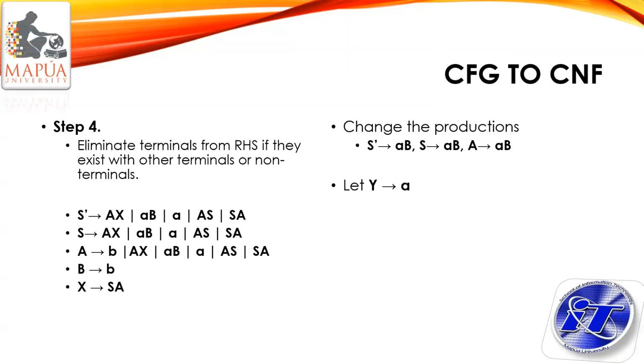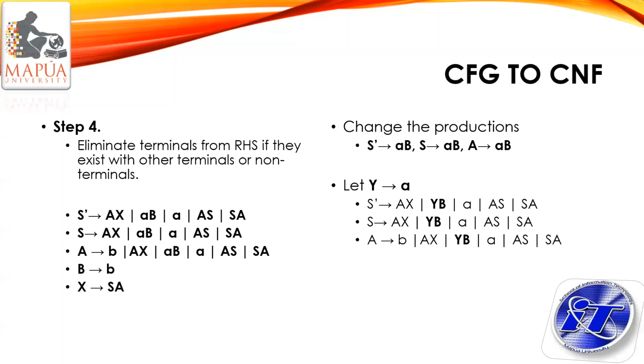Okay, so as a result, in S prime, the first production rule will be rewritten as, okay, AB will be replaced by YB. So now we have 2 non-terminals, so it conforms with CNF. Same as with the second rule, AB will be replaced by YB. So again, it conforms with the CNF format. And then on the third rule, AB is also replaced by YB. So it follows the CNF rule. And then just copy the others.